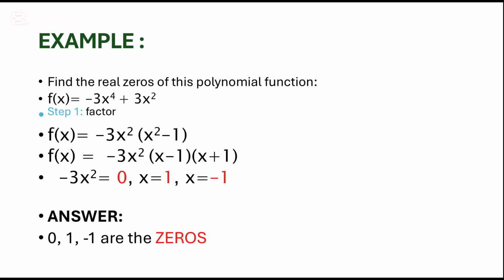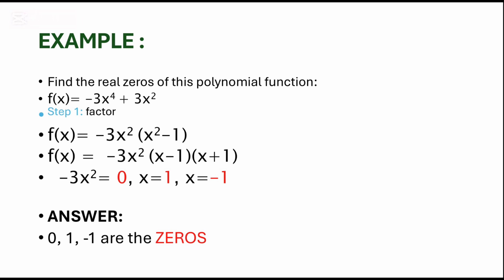So let's do an example. The question is, find the real zeros of the polynomial function. So we are trying to find the x values. The function is f of x equals -3x to the 4th plus 3x squared. The first step is to factor.